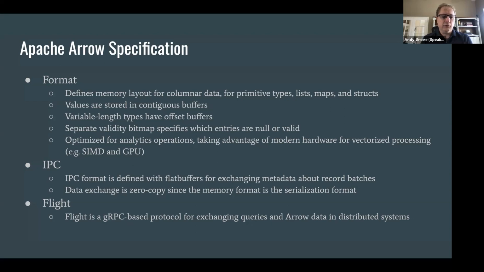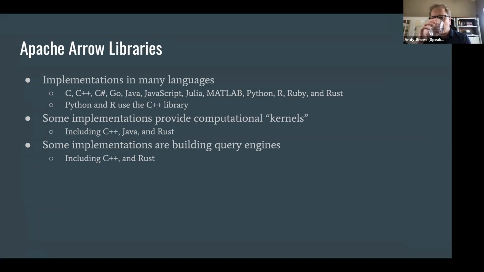And lastly, and more recently, there's a new standard called Flight. This is a gRPC-based protocol, which basically brings the benefits of IPC to distributed systems. That was one of the factors that made it much easier for me to try and build a distributed system using Arrow. So that's the specification. And then we have implementations in many languages.